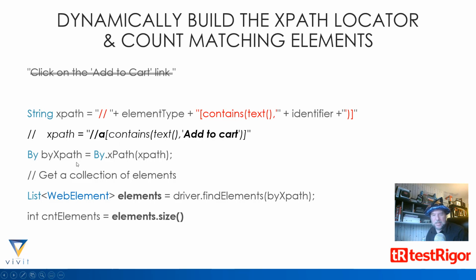Then we create our XPath by passing in the XPath and creating a by locator, and then coming back with a list of elements that fit the by locator from the XPath. And then the last thing we want to do is get the count of how many elements this actually returned to us.